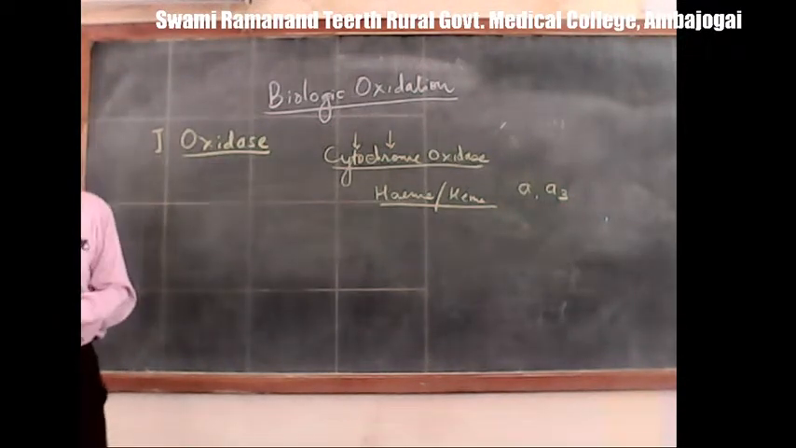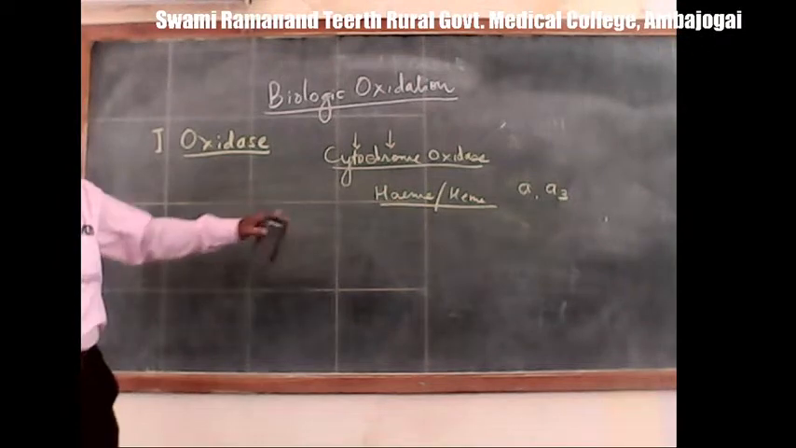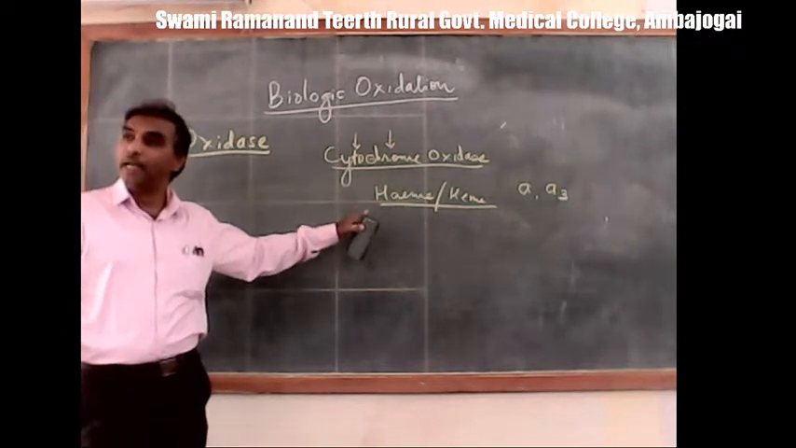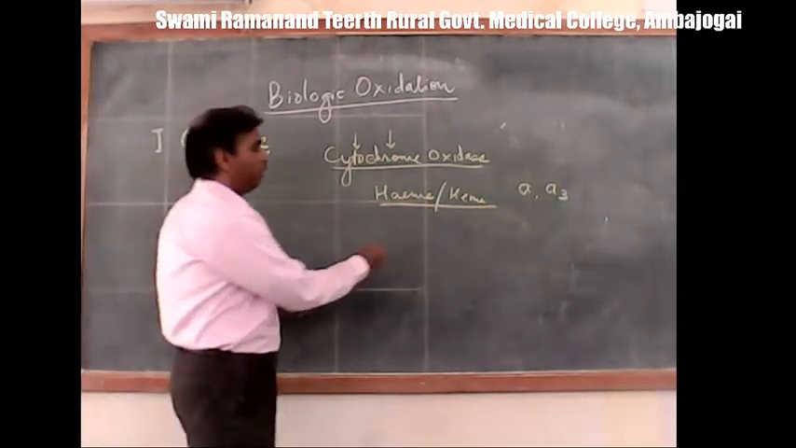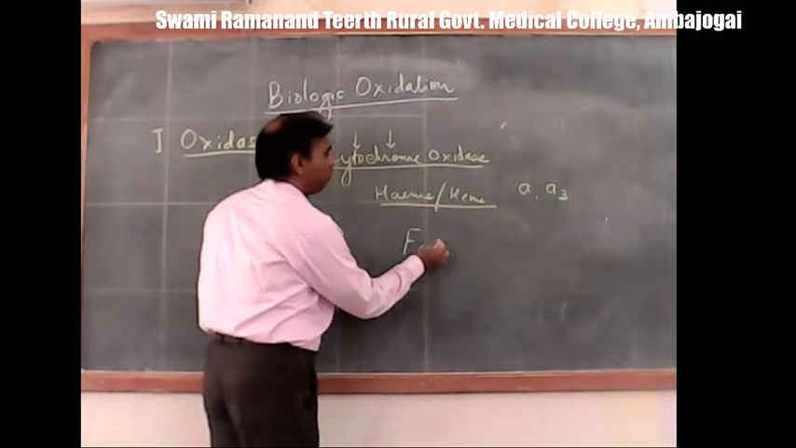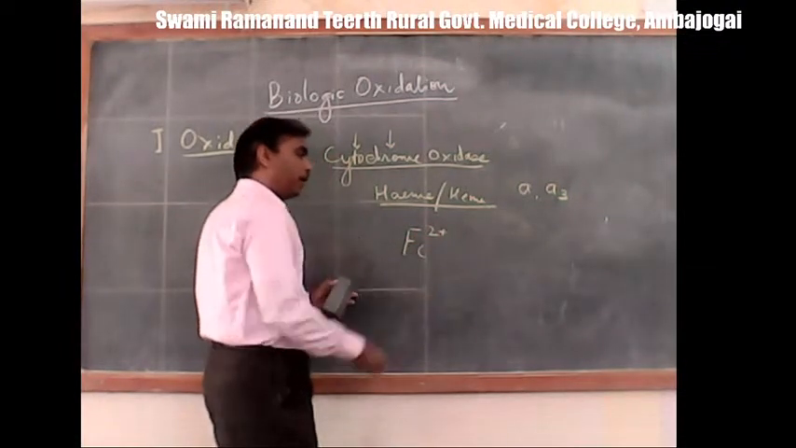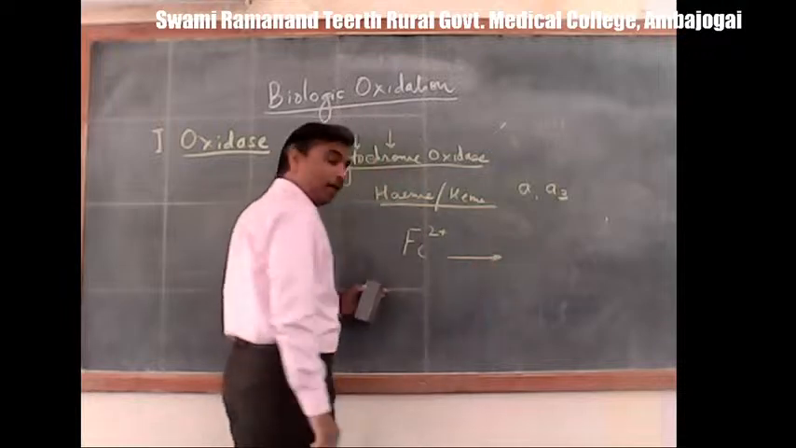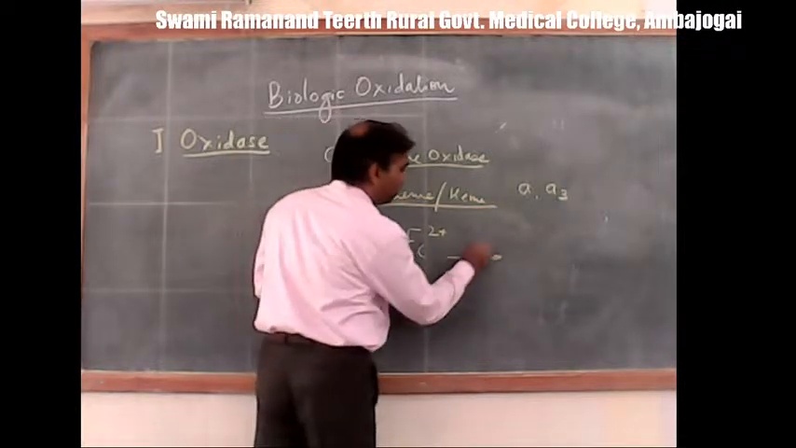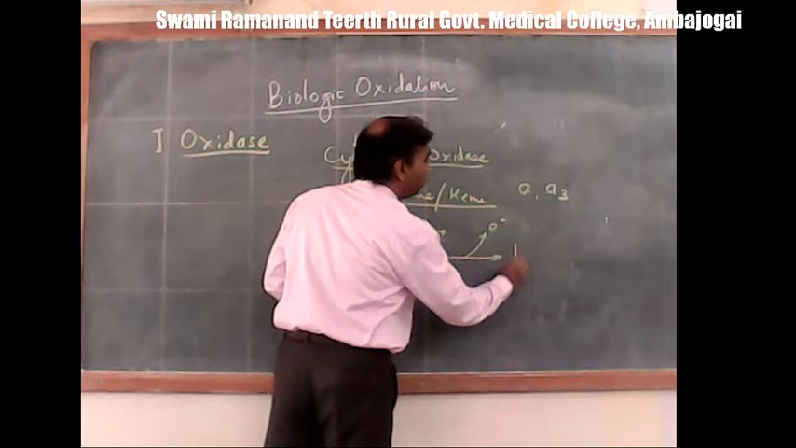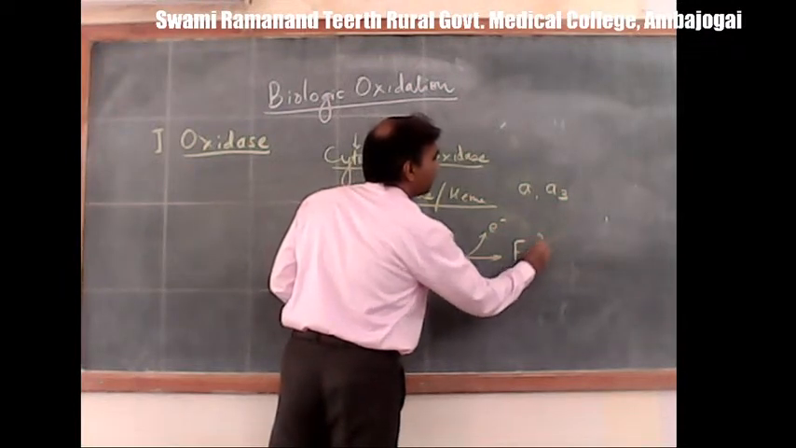Now this heme, which is a part of cytochrome oxidase, the iron that is present in ferrous form gives out its electron and can be converted into ferric form.